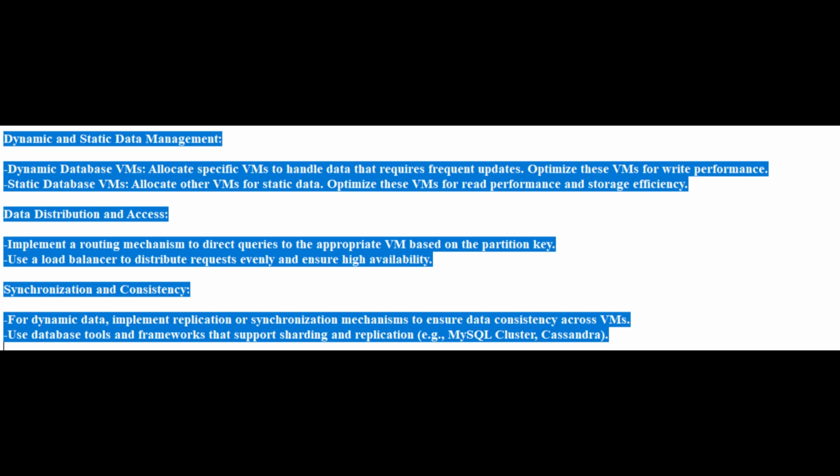Data distribution and access. Implement a routing mechanism to direct queries to the appropriate VM based on the partition key. Use a load balancer to distribute requests evenly and ensure high availability. Synchronization and consistency. For dynamic data, implement replication or synchronization mechanisms to ensure data consistency across VMs. Use database tools and frameworks that support sharding and replication, e.g., MySQL Cluster, Cassandra.